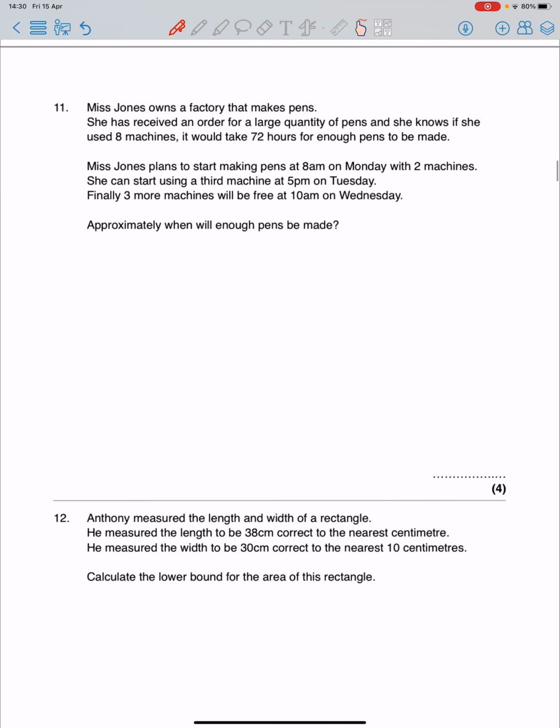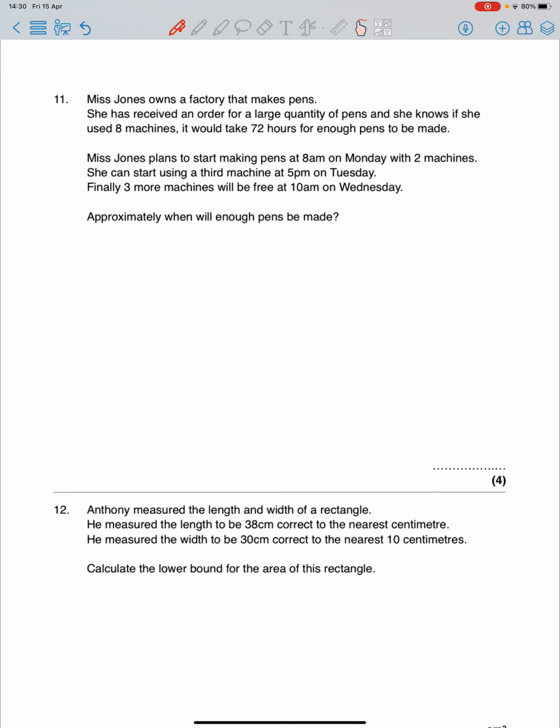Okay, next question. This question's a bit of a weird one, but let's go for it. Miss Jones owns a factory that makes pens. She has received an order for a large quantity of pens, and she knows if she used 8 machines, it would take 72 hours for enough pens to be made. Miss Jones plans to start making pens at 8 a.m.